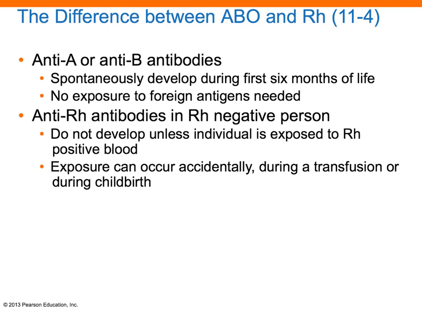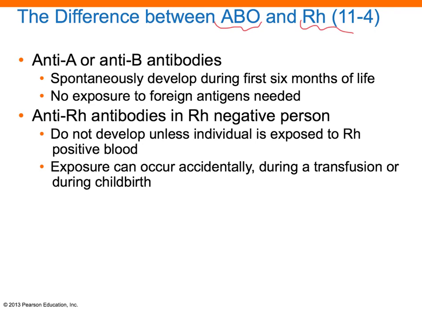Now, I don't want you to mix up the ABO blood typing gene and the RH gene. These are both genetic. The anti-A or anti-B antibodies just spontaneously develop during the first 6 months of life, and no exposure to any foreign antigen is needed. It is genetic. There's no exposure needed. It is spontaneously going to develop.